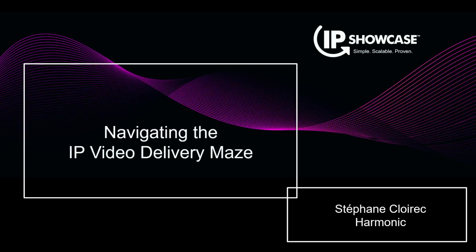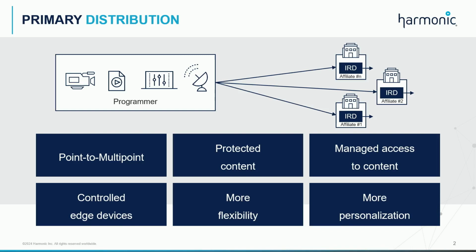Just to set the stage about what I'm going to focus this presentation on, it's really about how to use IP for primary distribution. What are the constraints and what are the benefits, the advantages, and also how you can make a choice in the different manner to deliver primary distribution using other ways of, let's say, transportation than this historical satellite use case.